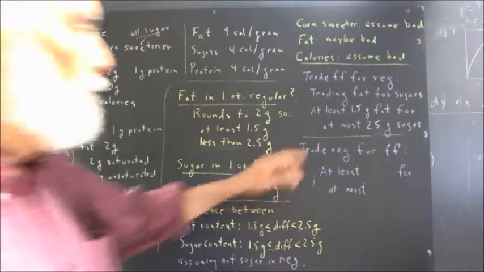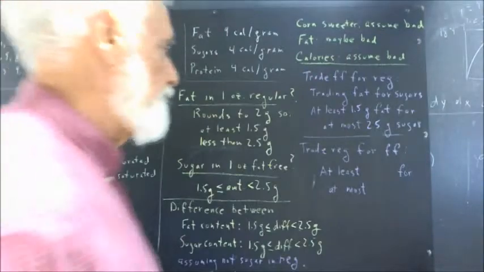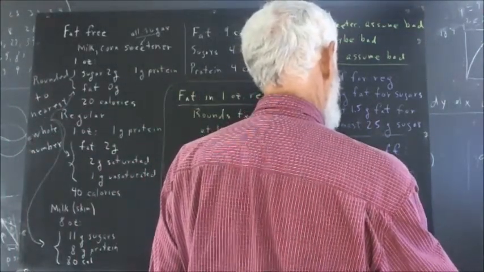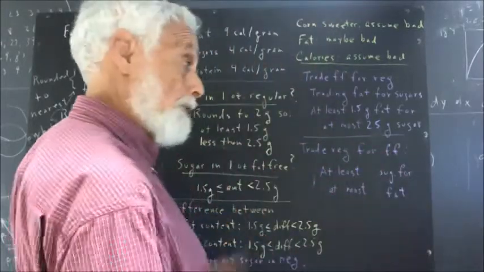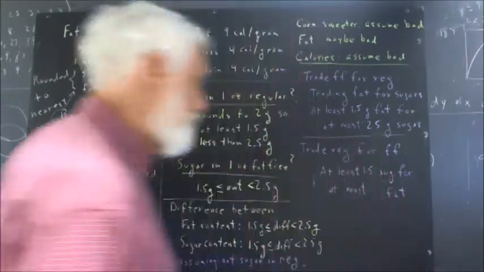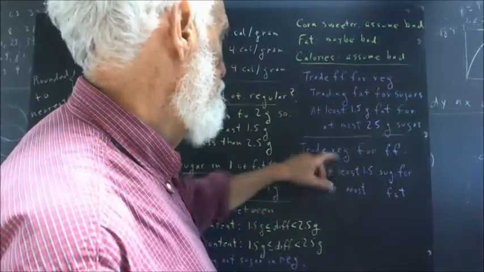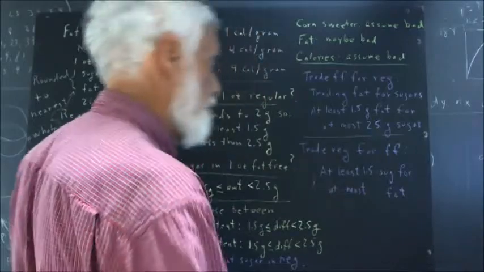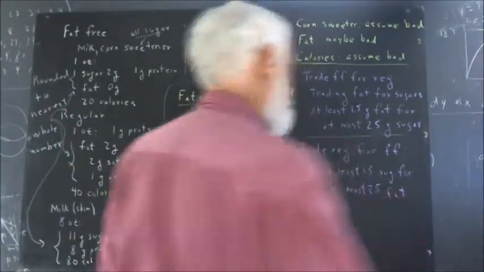Now, if we trade regular for fat-free, okay, we're trading at least how much sugar for at most how much fat. Well, the numbers are kind of symmetric here. There's at least 1.5 grams of sugar in the fat-free, and at most 2.5 grams of fat in the regular.